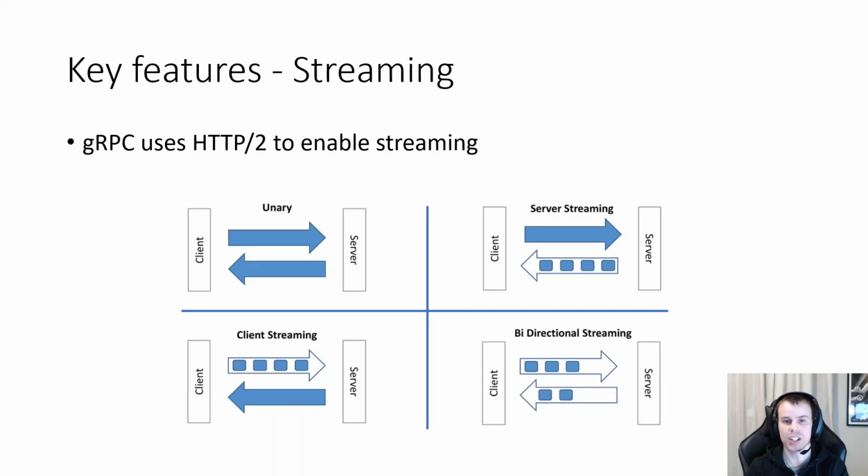And finally, bidirectional streaming. That's just streaming in both directions simultaneously. An example of where that might be useful is perhaps you want to have a chat room and you want to have a client both be able to send chat messages and receive chat messages at the same time.